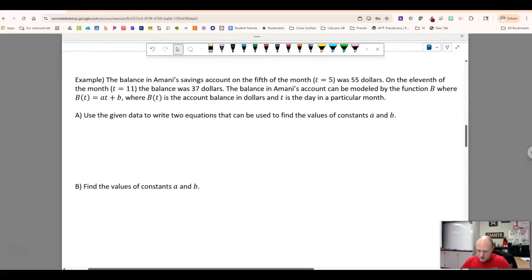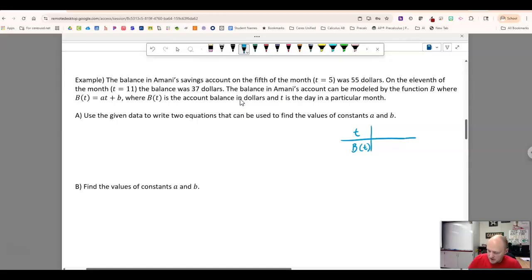So here is our first example. Okay, and we say here, the balance in Amani's savings account on the 5th day of the month, t equals 5, was $55. On the 11th day, t equals 11, the balance was $37. The balance in Amani's account can be modeled by the function b, where b of t equals a times t plus b, where b of t is the balance in the account in dollars, and t is the day in the particular month. Now, sometimes they give you this information in these stories without a data table. Sometimes they do give you a data table. So I like to make the data table, and it helps me to plug in these values.